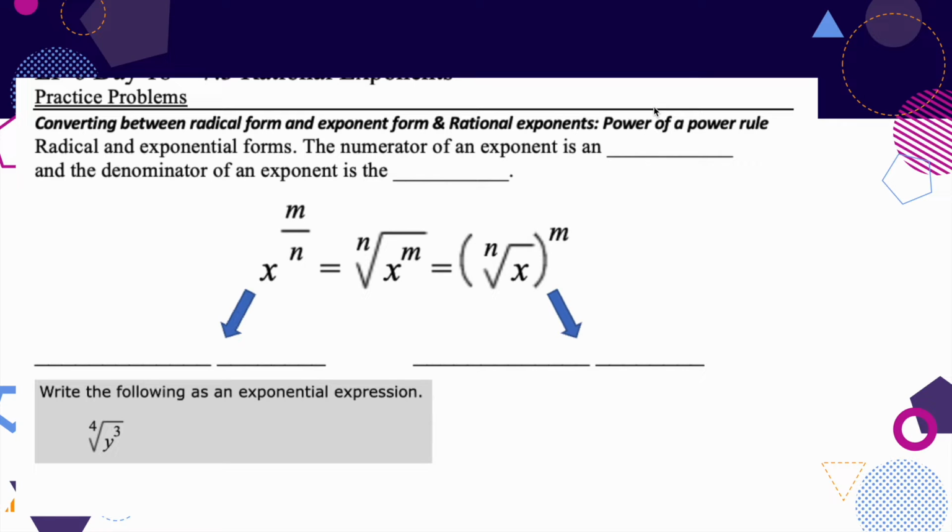So today we're going to take a look at converting between radical and exponential form for radical exponents and rational exponents. So we're going to go back to the power of a power rule as well when we're looking at these exponential forms. So in radical and exponential form, the numerator of an exponent is an exponent, and the denominator of an exponent is the root. Another name we can say is that it's the power and it's the index.